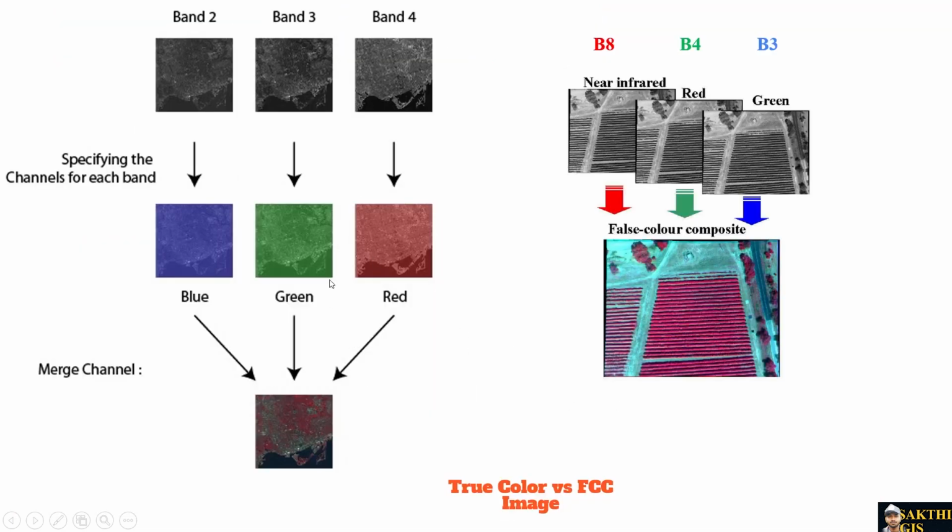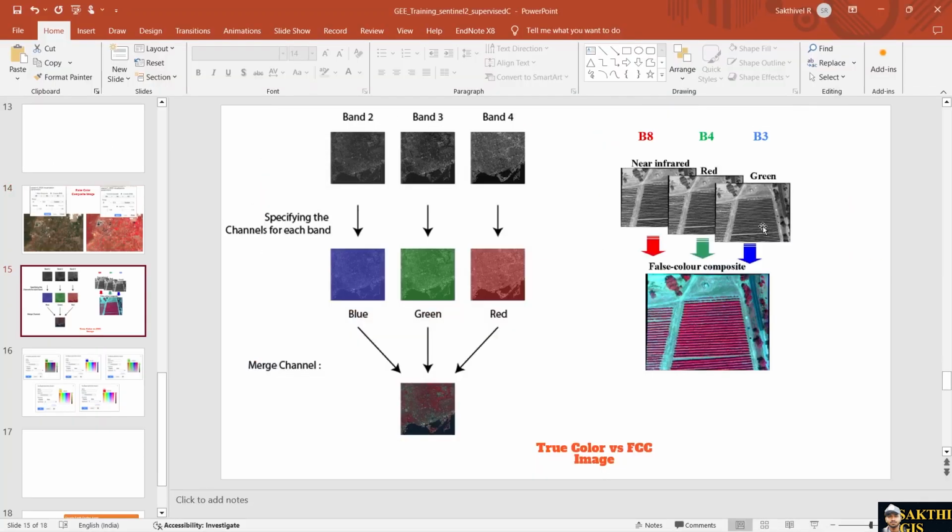This is the difference between the true color image and the false color composite image. Here band 4 is visualized in red, band 3 in green, and band 2 in blue, so combined they give the true color image. But here it is different. Band 8, the near infrared band, is visualized through the red channel, the red band through the green channel, and the green band through the blue channel. Likewise we create false color composite images. In that composite, the agriculture and vegetation areas appear in red color, so they are easily visible.